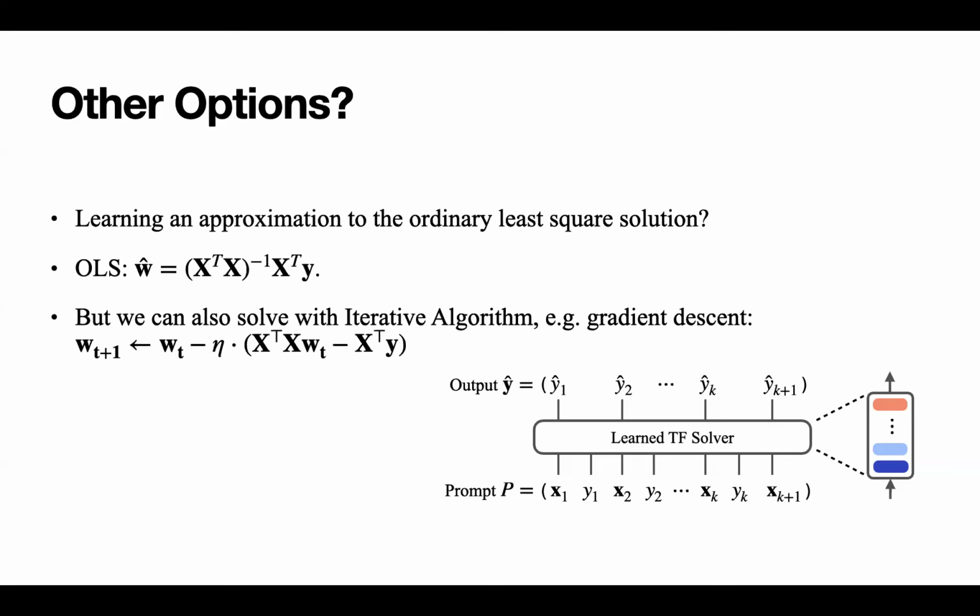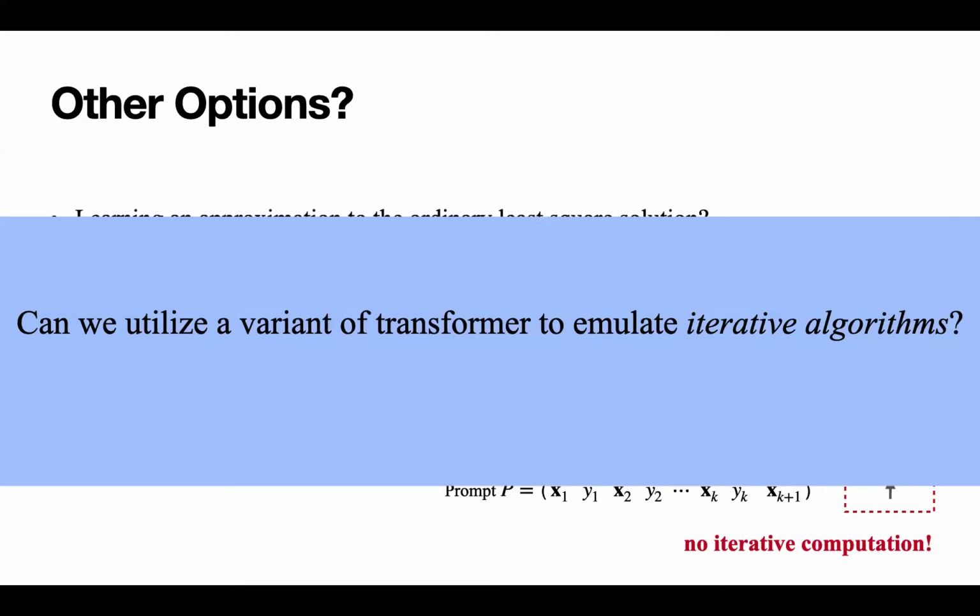But we know that we have this transformer architecture here, where each layer has its own learnable parameters. So if we don't have actual force on the training, they will not naturally repeat the same shared weights across layers. So it will not do these iterative algorithms naturally if we just train on the objective we just mentioned. So the question is, can we utilize a variant of transformer to emulate these iterative algorithms?